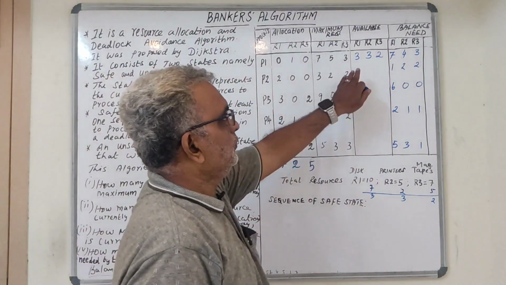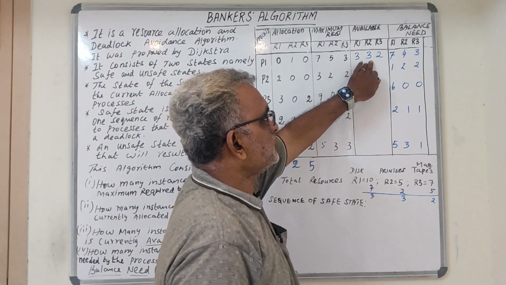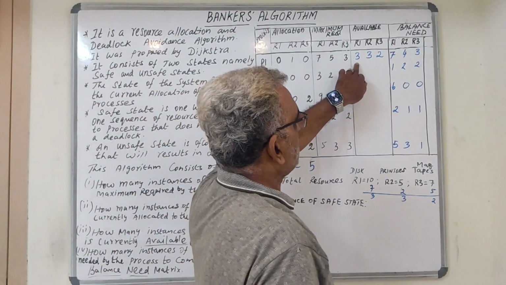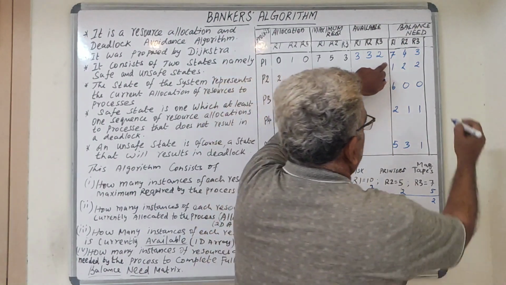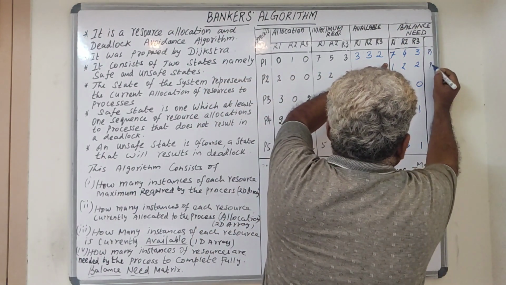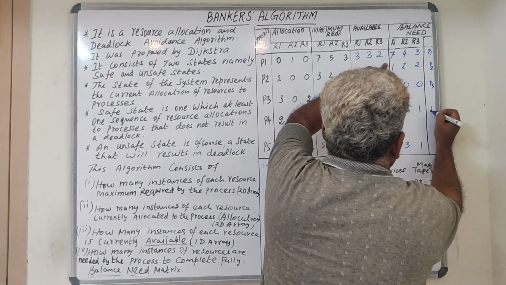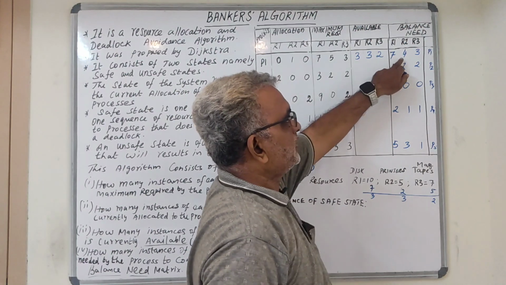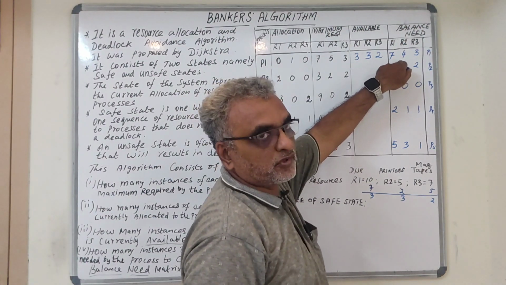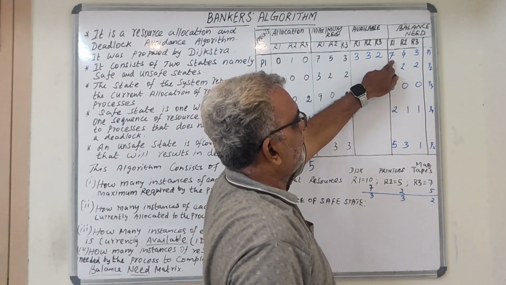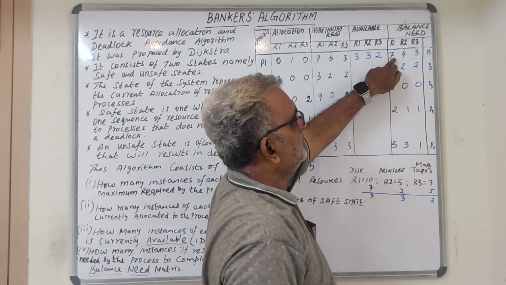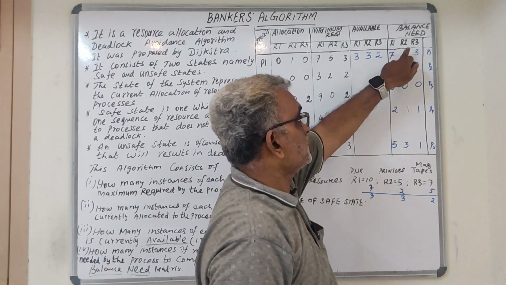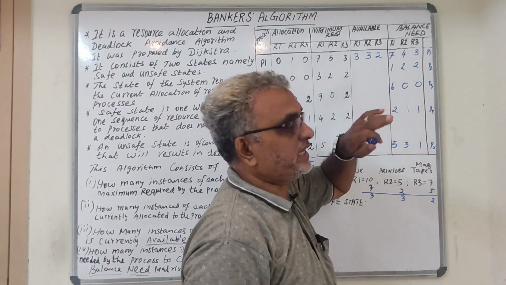Now we have to allocate these resources to any one of these processes and check. This is process 1, process 2, process 3, process 4, process 5. Suppose I select process 1, which requires 7 instances of resource 1, 4 instances of resource 2, and 3 instances of resource 3.